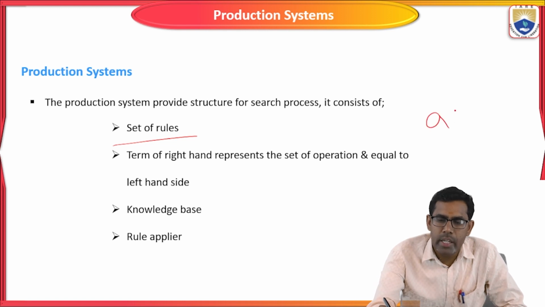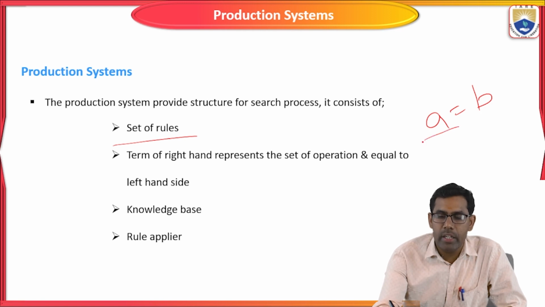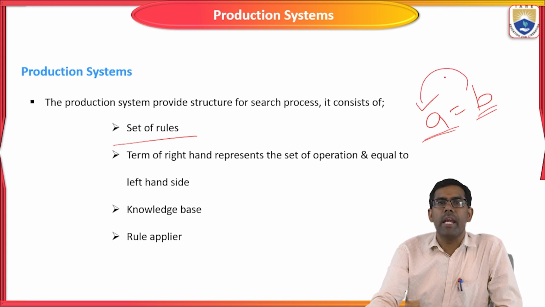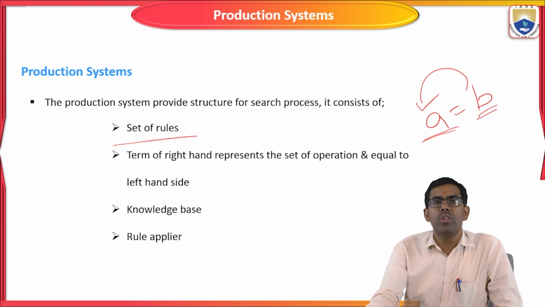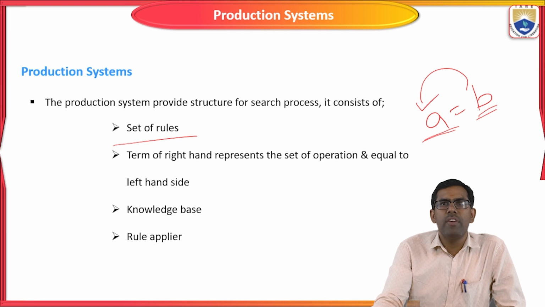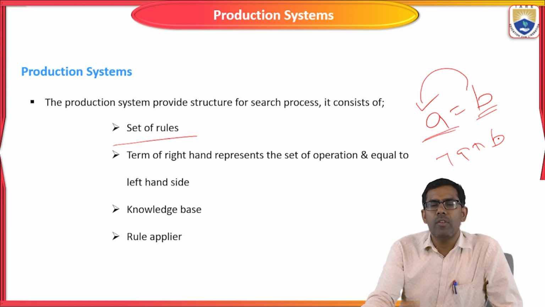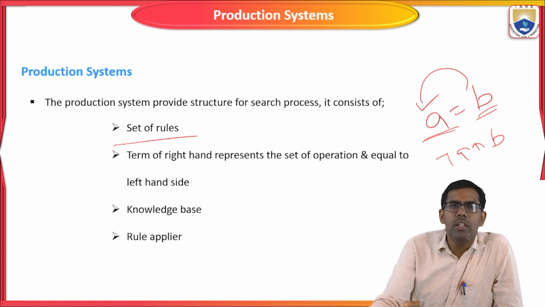For example, A equal to B. Here the left-hand side is the problem state, A, and the right-hand side is the solution state, B, of the particular problem state. Similarly, we can have rules such as negation of A and B. If it is so, our final output, the final solution, is represented as the problem statement. That is the set of rules in a production system.